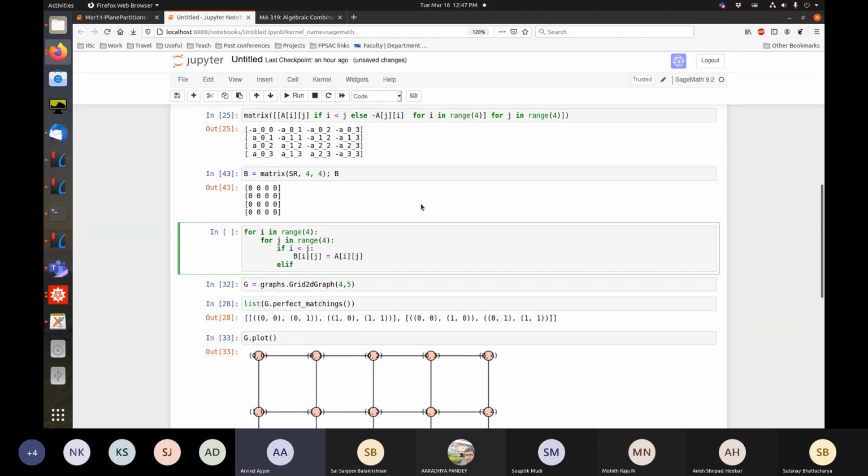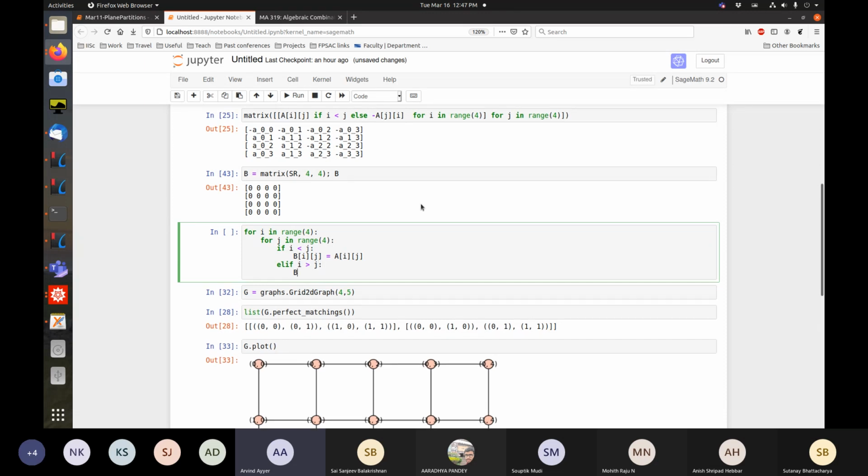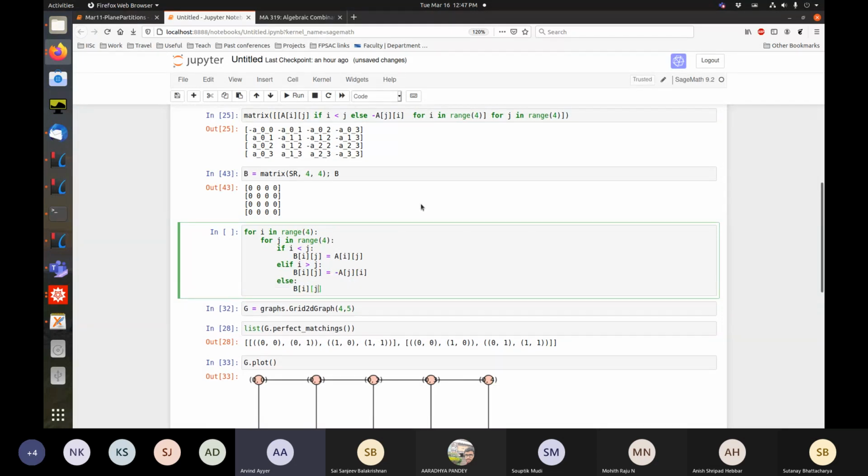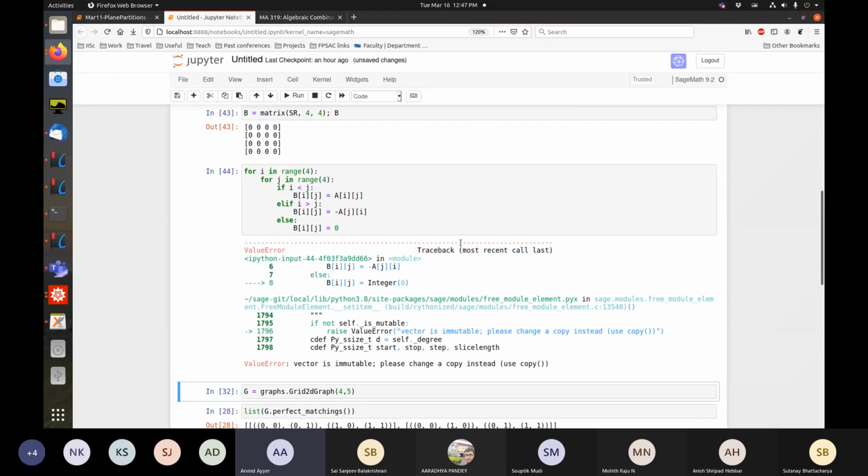Else if i is greater than j, I want B i j to be minus A j i. I want it to be skew symmetric, remember. Else, which is the diagonal entry, I want it to be 0. Okay, let's hope this works. No. Vector is immutable.